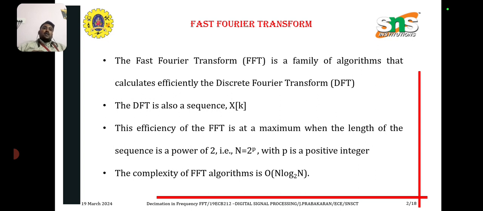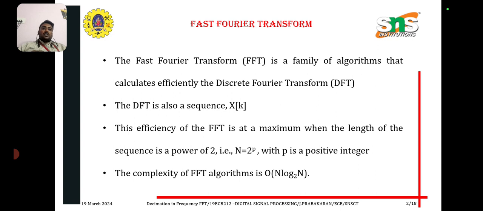Divide and conquer approach, similar to other FFT algorithms. The DIF FFT follows the divide and conquer approach. The input sequence is split into smaller subsequences, and the DFT of each subsequence is computed recursively.